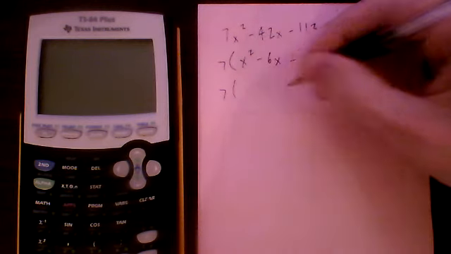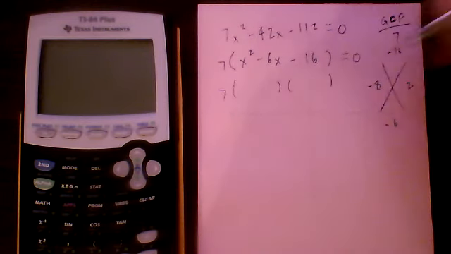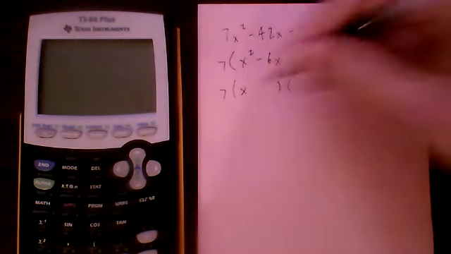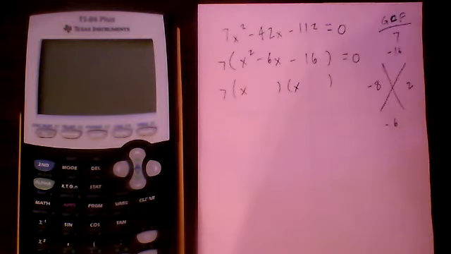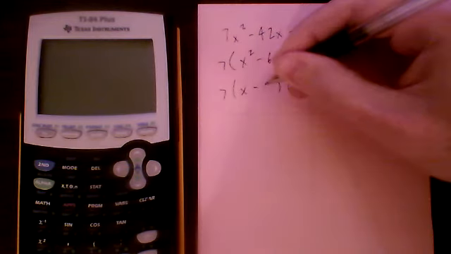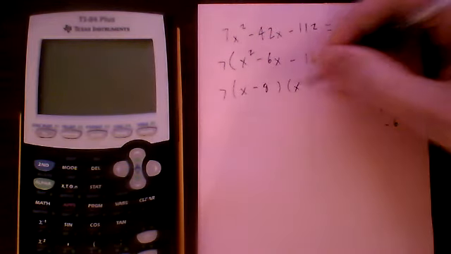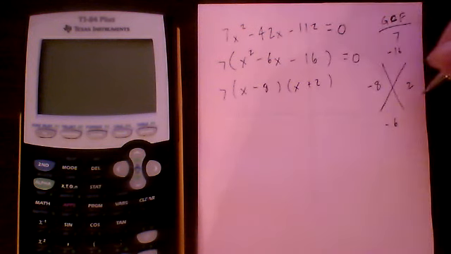Okay. So my next step then is to break this down into two sets of parentheses. x squared is like x times x, so we can put those in there. And then the -8 and the +2 from my work over here will go right into those parentheses.